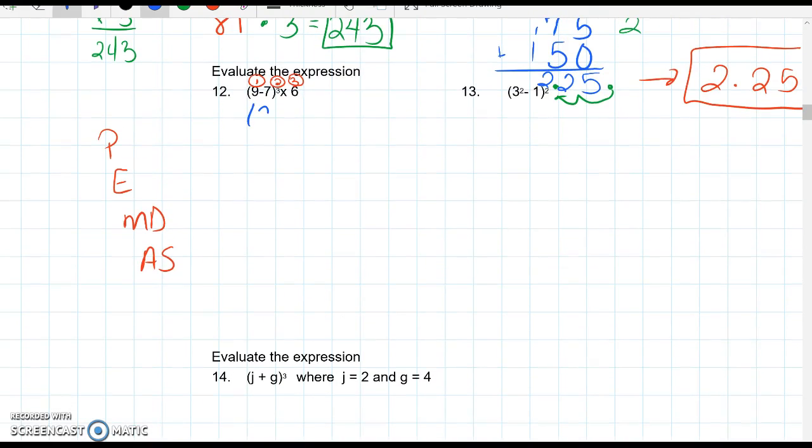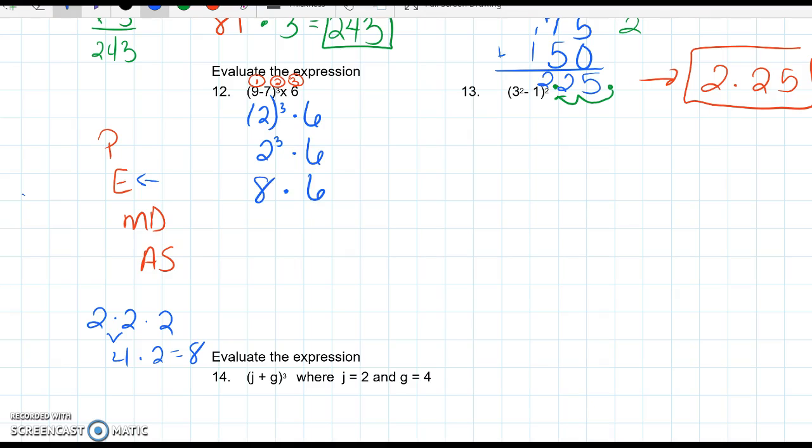So 9 minus 7 is 2 to the third power times 6 is what I'm left with. So I'm just simplifying each time that I'm going through. Now, my second portion is my exponents. We see that even though there's a parentheses, it just means 2 to the third power. 2 to the third power is 2 times 2 times 2. 4 times 2 is 8. So I'm left with 8 times 6.